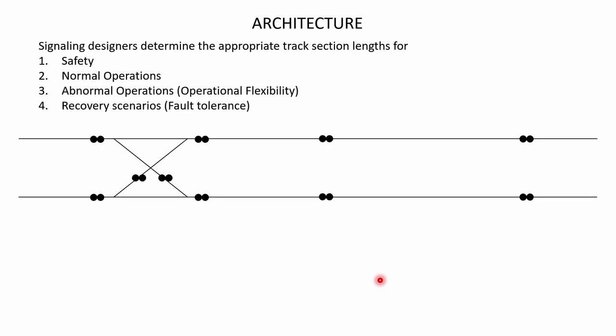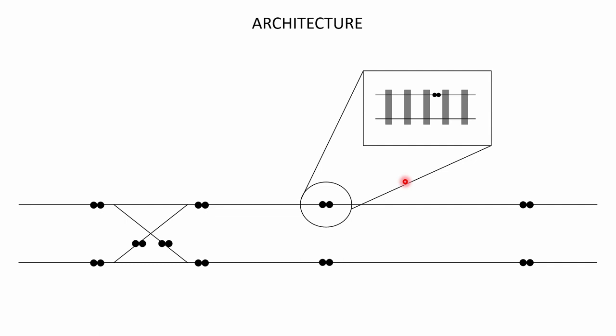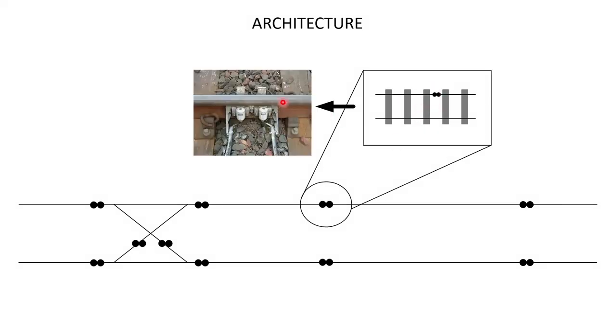What happens is that signaling designers, in coordination with other disciplines, determine the appropriate track section lengths based on safety, normal operation, abnormal operation for some operational flexibility, and recovery scenarios or fault tolerance. Signaling designers decide where to place the axle counters. When we show axle counters on a line, what it really means is that you have a track, and on the track, you're placing axle counters on one side, and that's how it looks.